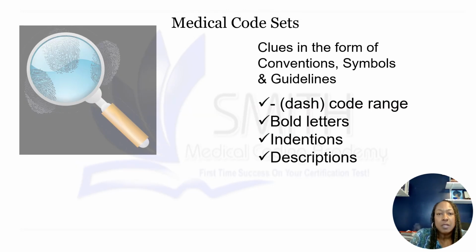So just to recap, each medical code set has a set of rules or procedures that tell us what we need to do to land on the exact code. Some of those procedures come by way of guidelines, coding conventions, and symbols, and the example we used in the index was the dash in the CPT coding manual that tells us that we have a range of codes that we have to look at to make sure that we land on the one that has an exact match to the medical documentation. We also have indentions, descriptions, and bold terms that tell us exactly what we need to start out looking for in our index.